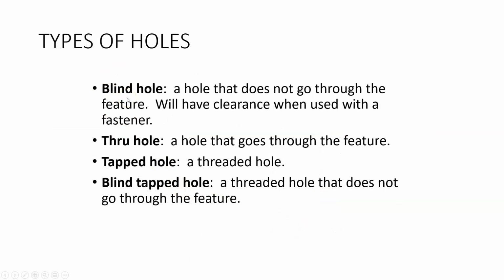So the types of holes, I've already talked a little bit about this, but just to give you the definition, a blind hole is a hole that doesn't go through the feature, right? It's going to have a clearance hole on the top plate, but the fastener is going to thread into the hole. So a blind hole is a hole that doesn't go through an object. A blind tapped hole would be a blind hole that is tapped, that has threads cut in it. A tapped hole is just a threaded hole, and a through hole is a hole that goes through the feature. Okay?